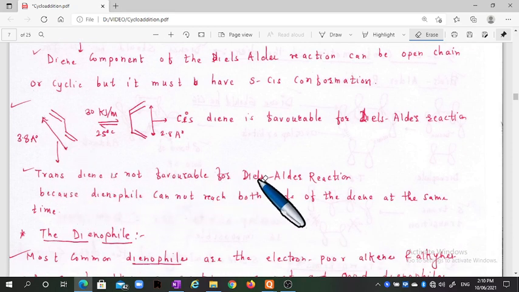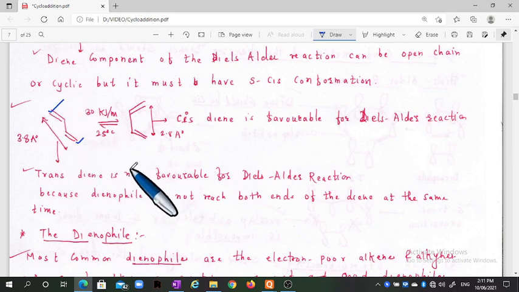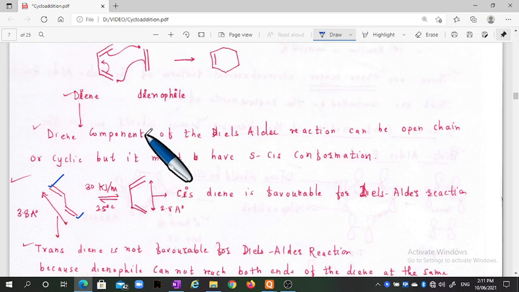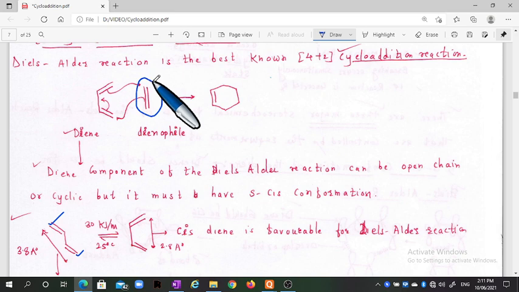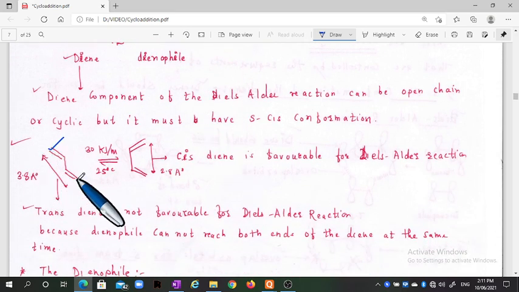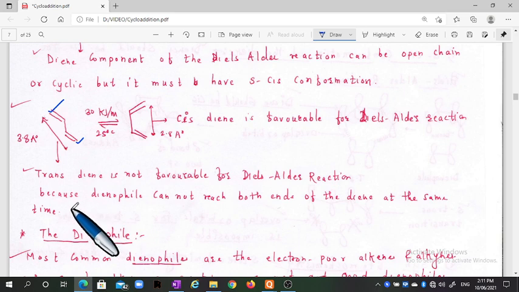The trans diene is not favorable for the Diels-Alder reaction because the dienophile cannot reach both ends of the diene at the same time. The distance between the first terminal carbon and the second terminal carbon is higher. Therefore the dienophile component will not reach the terminal carbons, and due to this the trans diene is not favorable for the Diels-Alder reaction.